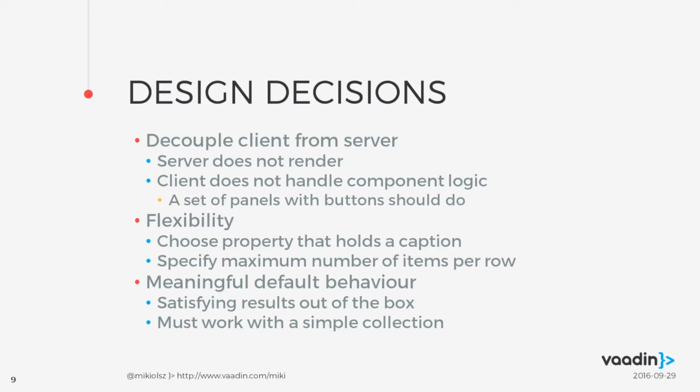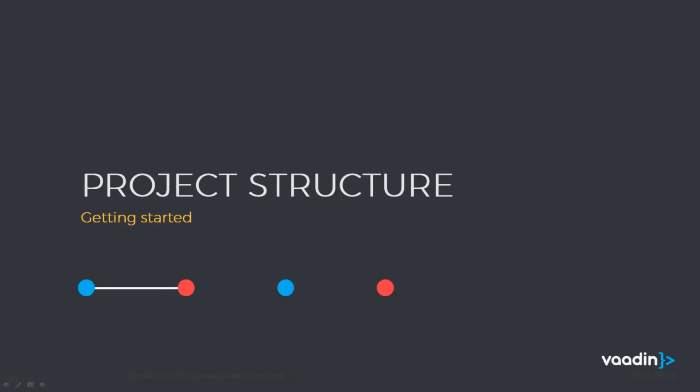The last bullet point is also something that is very important to any Vaadin add-on. There should be a meaningful default behavior. The component works out of the box without any fine-tuning. So we should just be able to pass a simple collection, as we can do with all selects in Vaadin, and it should work. There should be some options to customize it, of course, but right out of the box, just when you start using the component, it should work. And I'll show you how to achieve that.